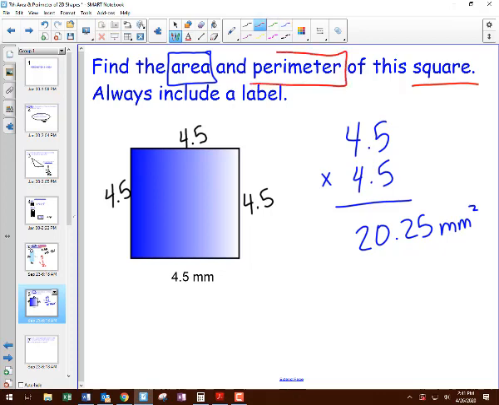Okay, now on to perimeter here. Going to add all the way around. In other words, we're going to take 4.5 times 4, because there's 4 side lengths, all measuring 4.5 millimeters. So 4.5 times 4 is going to equal 18 millimeters. Remember, you can also do this as an addition problem, as we talked about. We're going to find the sum of all the side lengths. Okay? Quick little review of area and perimeter there.